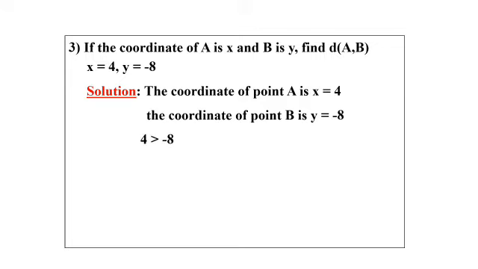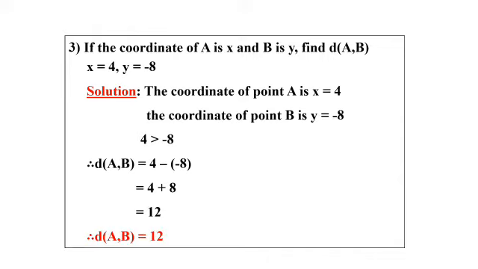So here a positive number is greater than a negative number. It means 4 is greater than minus 8. So when we take the difference between the two coordinates, we take the bigger number first, minus the smaller number. So the bigger number is 4, minus the smaller number, minus 8. We'll take it in brackets. We'll open the bracket, minus minus becomes plus. So 4 plus 8 becomes 12. Therefore the distance between points A and B is 12 units. Here we'll write units.